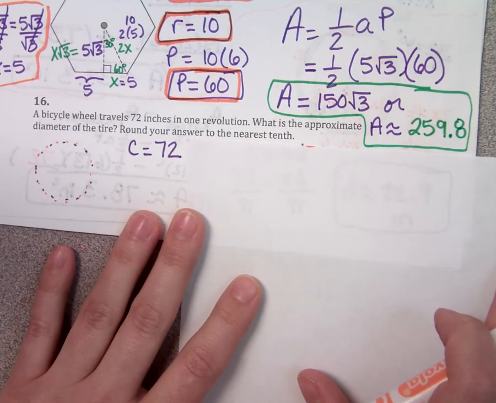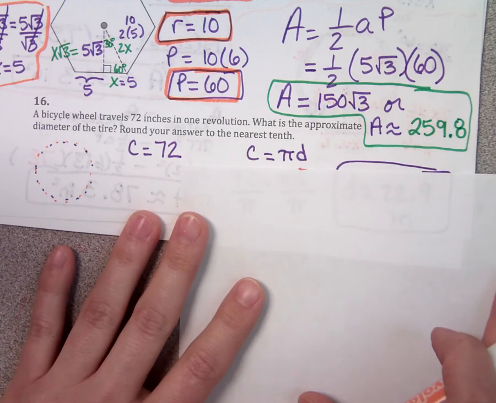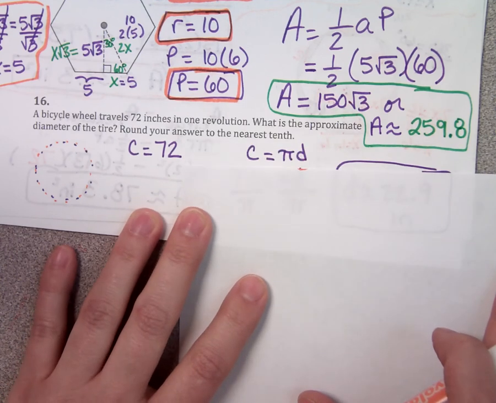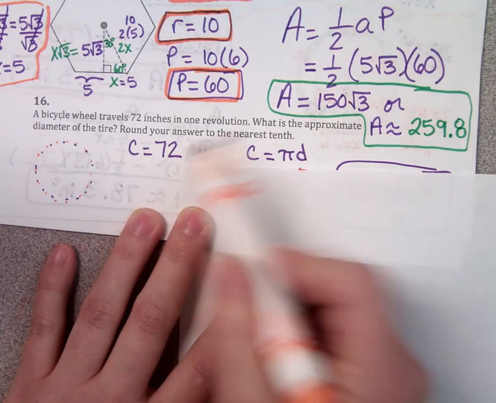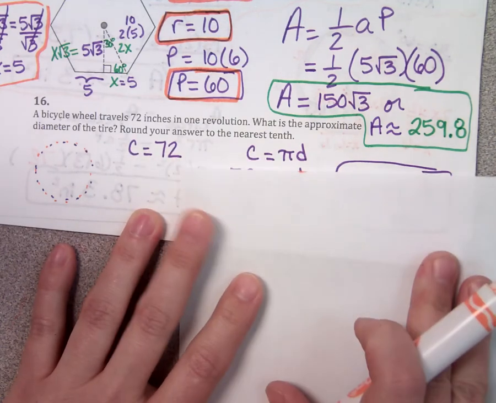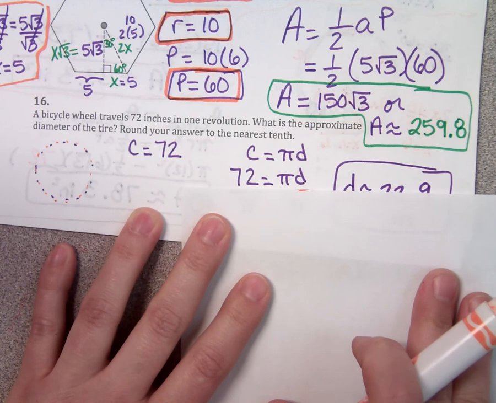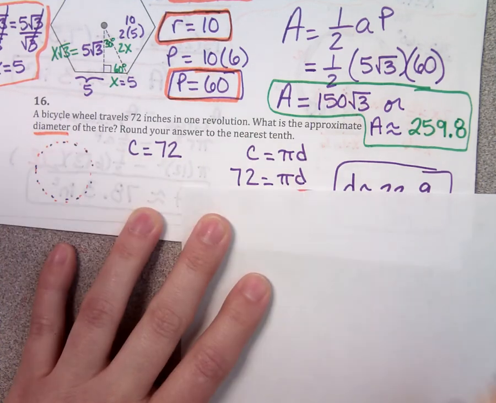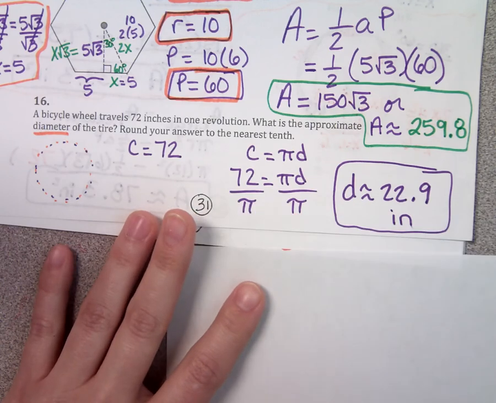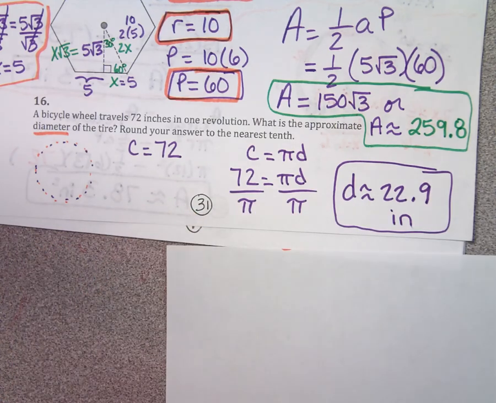Then I just need to know a formula for circumference. I can either use 2 pi r or I can use pi d. Since I know the circumference is 72, I put 72 where the c is. And then it wants to know what the diameter is. So to solve for d, I just divide both sides by pi, and I get 22.9.